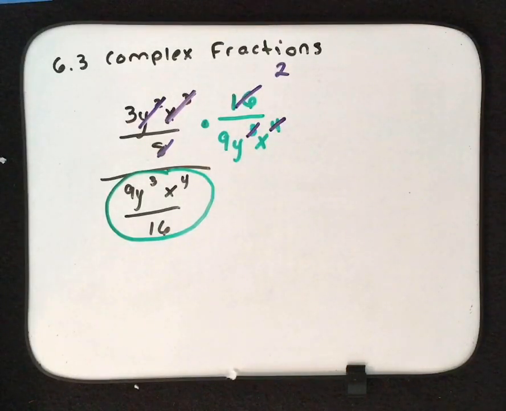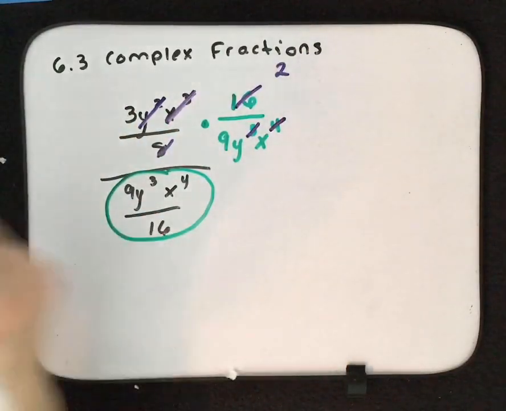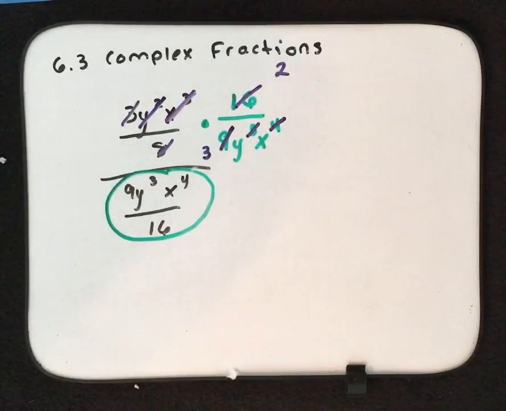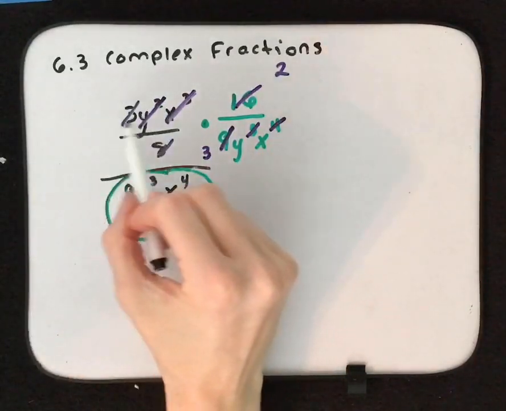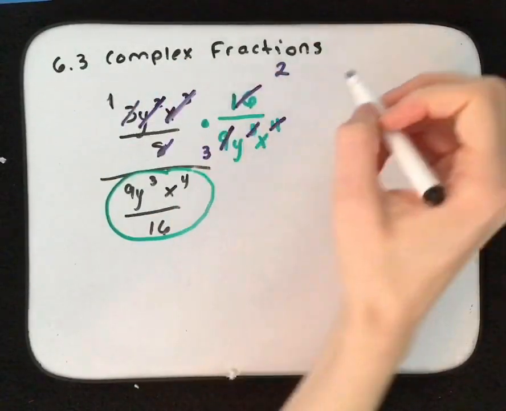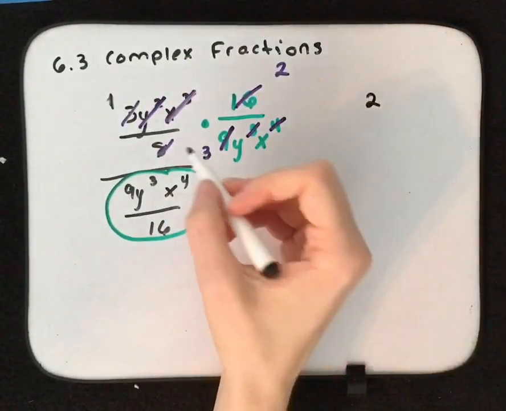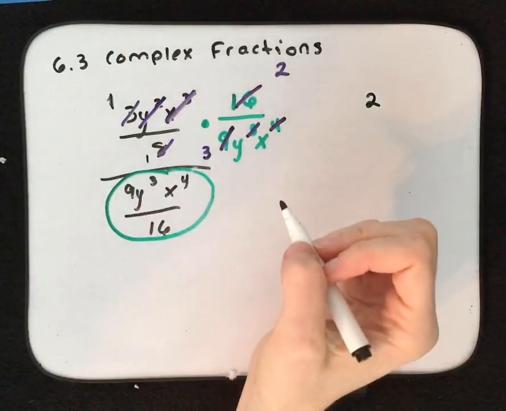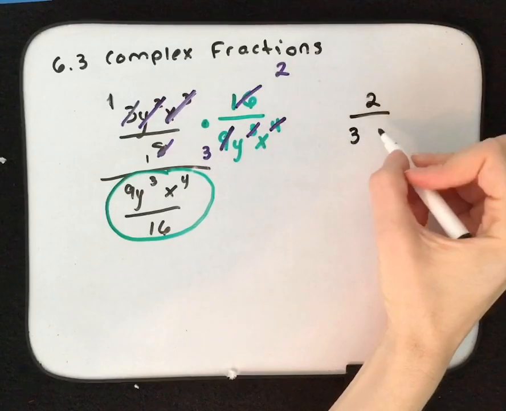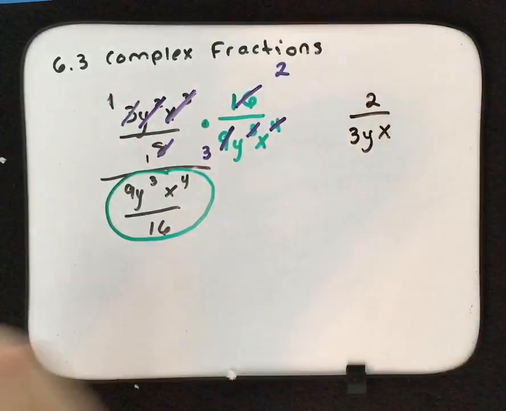So now we have, well, there's one more. I see a 3 and a 9, so that'll reduce to just a 3. There we go. So now we have just 1 essentially left right here, times 2, that gives us 2. We have essentially 1 left right here, times 3, that gives us 3. We have a y left, and we have an x left.